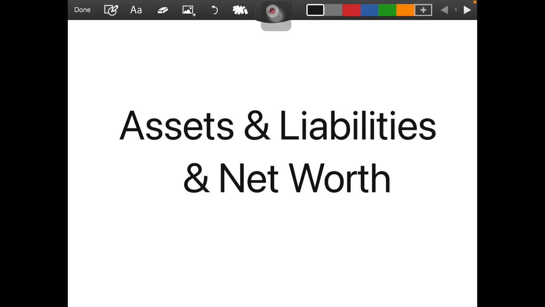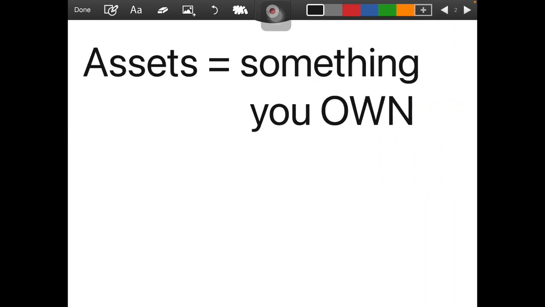Hey guys, we are going to talk about assets, liabilities, and net worth. We're just going to do a quick review. Remember three vocabulary words you need to know.